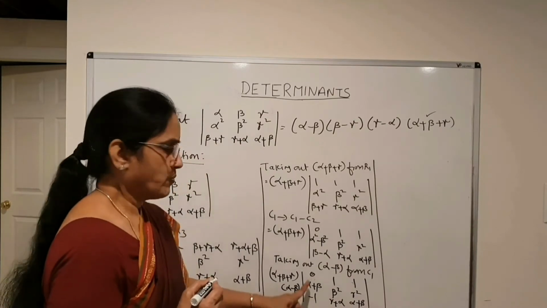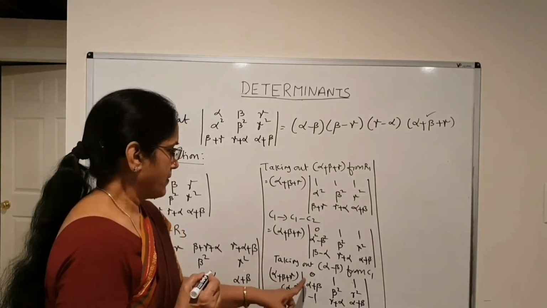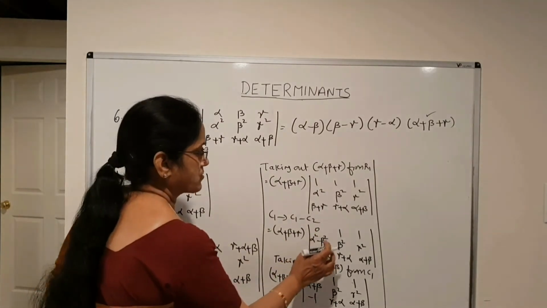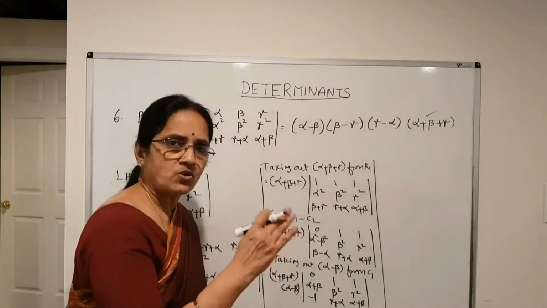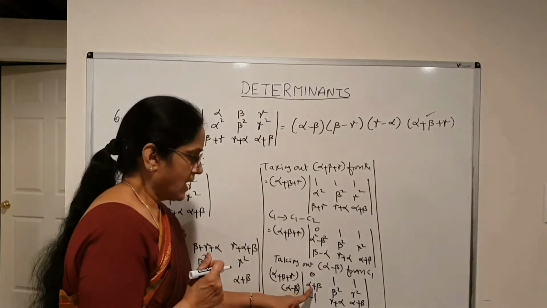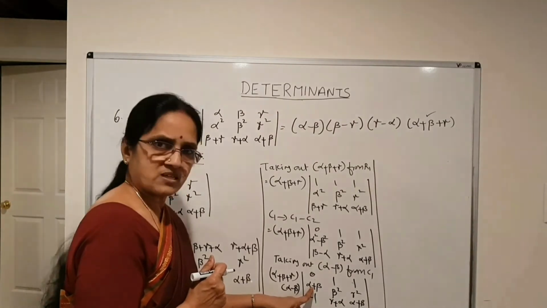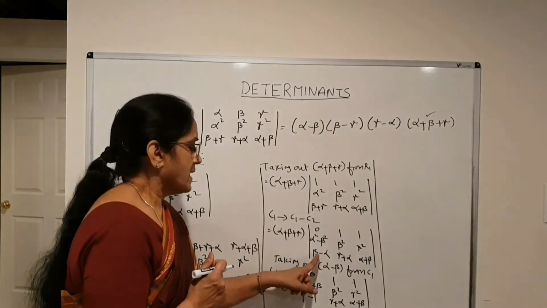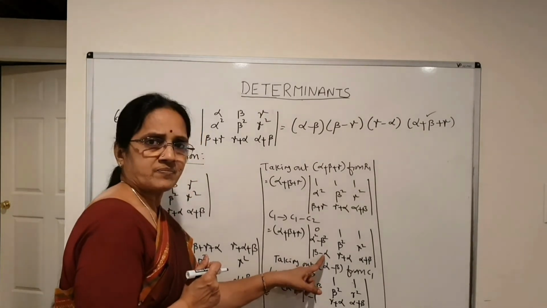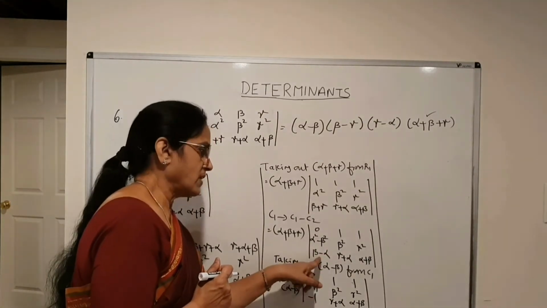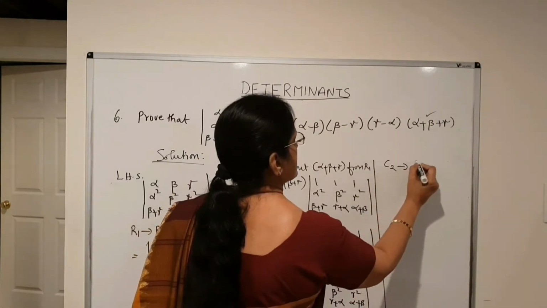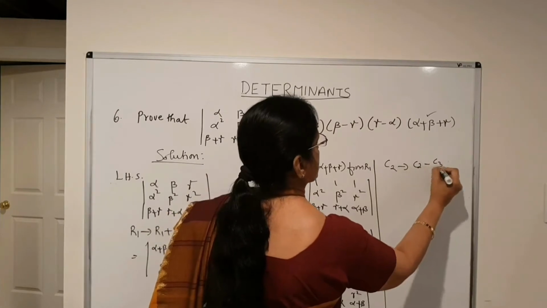I hope you understood this particular point. I am taking out alpha minus beta from C1. Alpha square minus beta square can be written as alpha plus beta into alpha minus beta. Alpha minus beta is outside, so alpha plus beta will be here inside the determinant. And I have taken out alpha minus beta, but here I am having beta minus alpha, so it is minus of alpha minus beta. So, minus 1. I am going to write C2 as C2 minus C3.